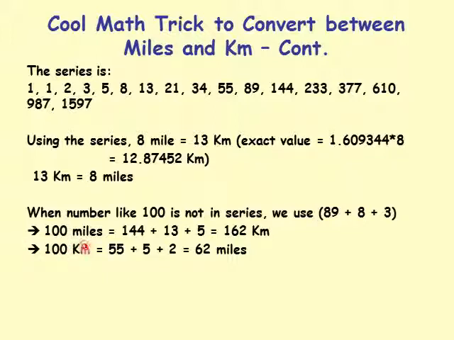If we had to convert 100 kilometers to miles, 89 is here, so we take 1 to the left, 55. Next is 8. 8 is here in the series, and 1 to the left is 5, so we use 5 here. Next is 3. 3 is here in the series, and 1 to the left is 2, so we add 2 here. 55 plus 5 plus 2 is 62 miles. So we convert 100 kilometers to 62 miles, and 100 miles to 162 kilometers. Let's continue.